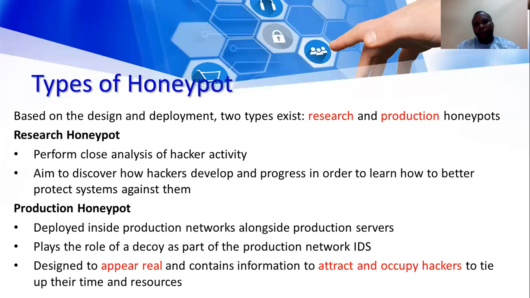The second category of honeypot is called the production honeypot. This honeypot is deployed inside the production network alongside the production server. So they deploy the production server and they deploy the honeypot along with it. The honeypot will be serving its own purpose of luring or decoying, that is, trying to attract the attackers' attention. That is one of the purposes for which they set up this production honeypot.